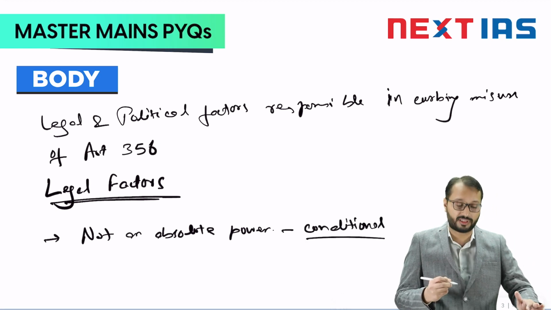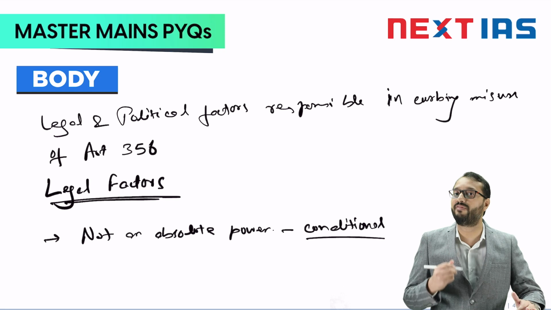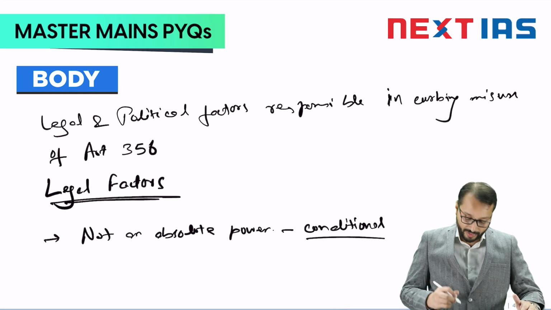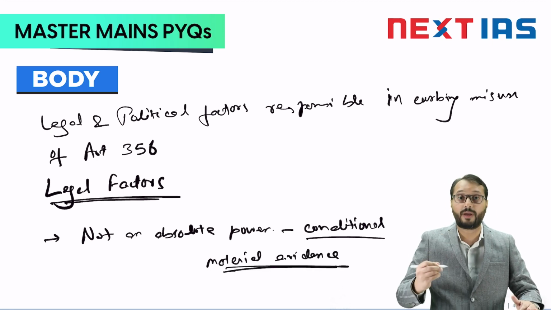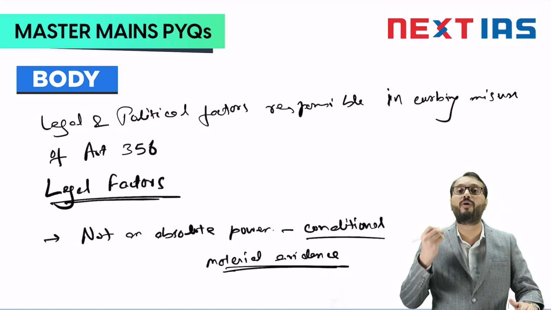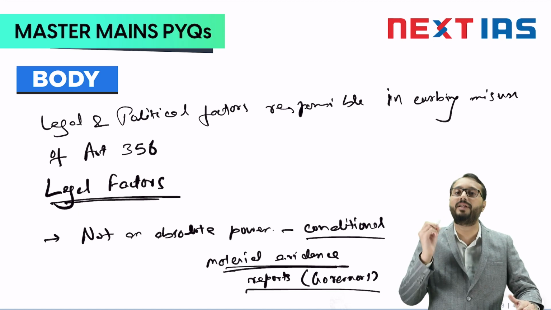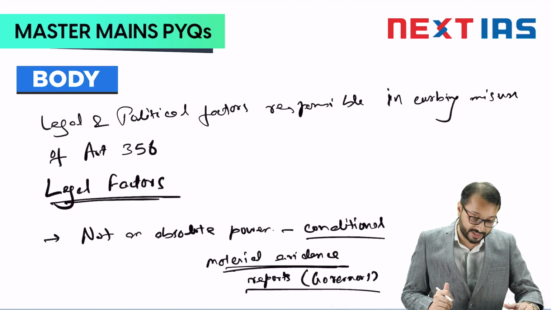So what is the meaning of this? The president cannot impose president's rule on the whims and fancies of the council of ministers. There needs to be existence of material evidence. There is a need to go through the material evidence, which is in the form of the reports shared by respective governors, and only after examining the material evidence can the president take that call whether or not he should impose president's rule under Article 356, right?